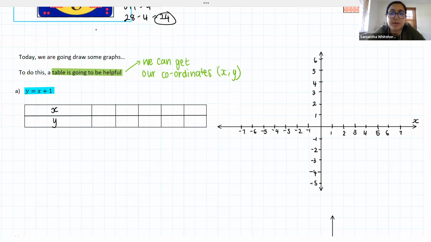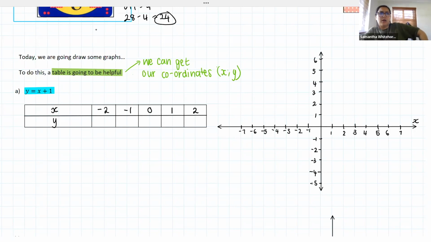Now, again, I've spoken to you about this before, but my advice is when you're setting up your table for yourself and you have to now select your x or your input values, select negative values, 0, and positive values. So here I can see I've got 5 input values that I want to find. So I'm going to work with -2, -1, 0, 1, and 2.